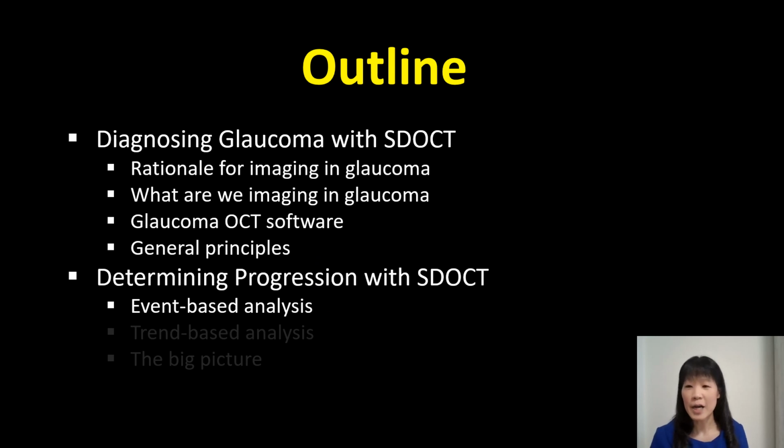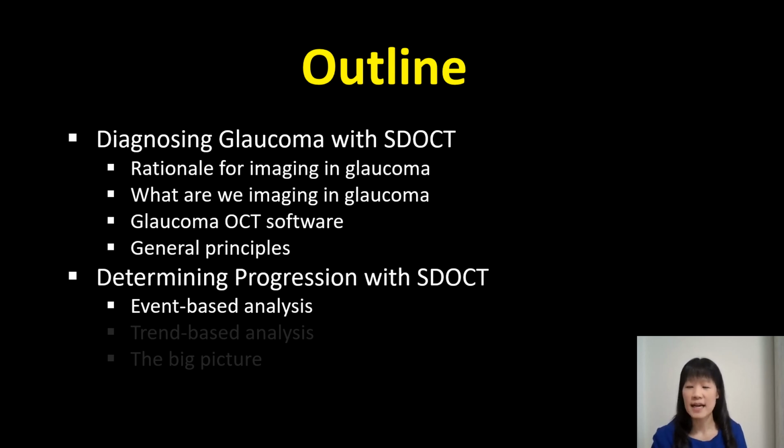Now, on a higher plane, how can these values be used for glaucoma treatment? So when we're in clinic, we basically have to decide two things. Is my patient stable or is my patient progressing? There are two ways for us ophthalmologists to determine if our patient is progressing. We can use event-based analysis, which is, is this different than the prior visit?